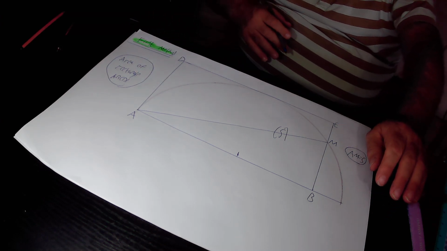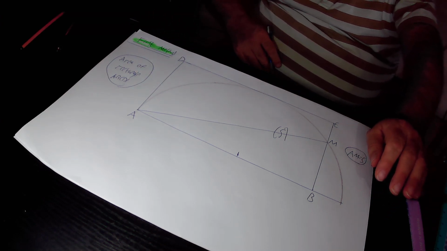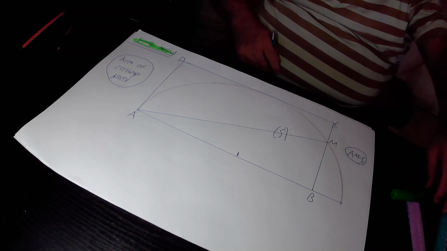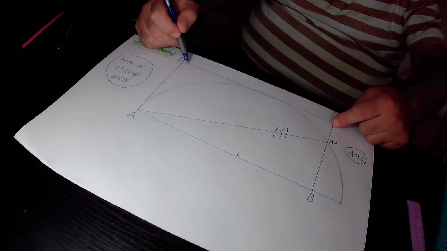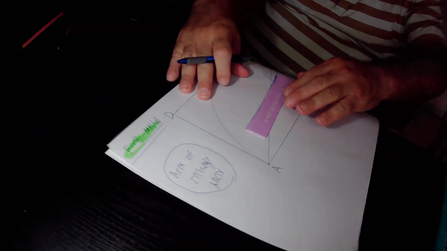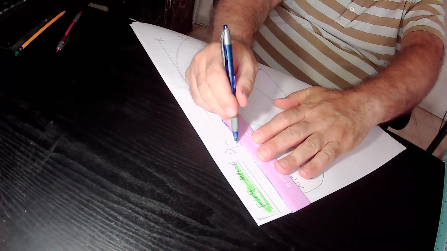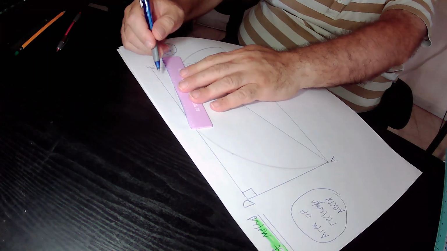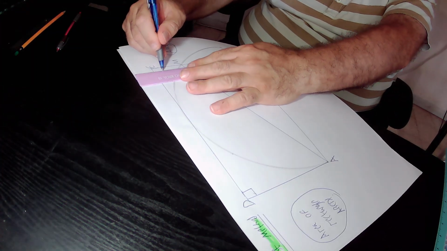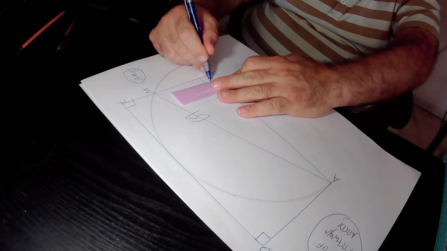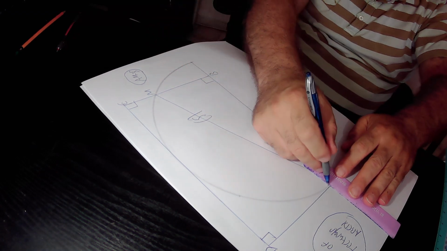Again, our mission is to find out the area of this rectangle ABCD. So we'll start with the first method. First of all, because ABCD is a rectangle, all those four angles inside rectangle ABCD are right angles. So this is a right angle. This is also a right angle. This is a right angle. And this is also a right angle.